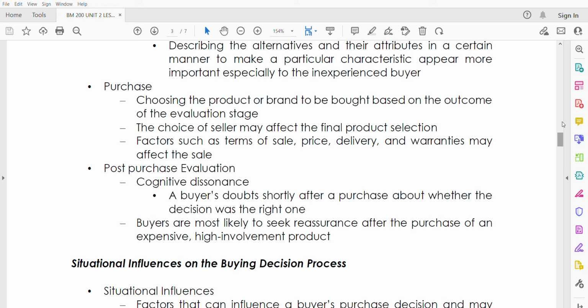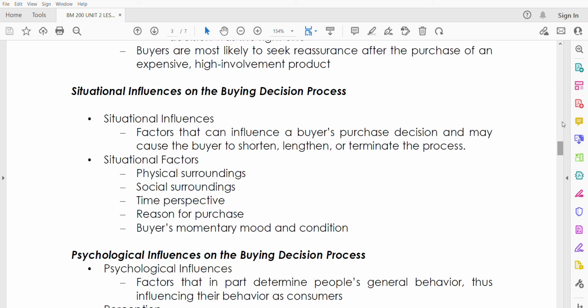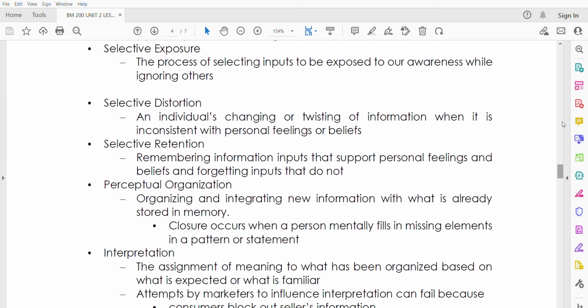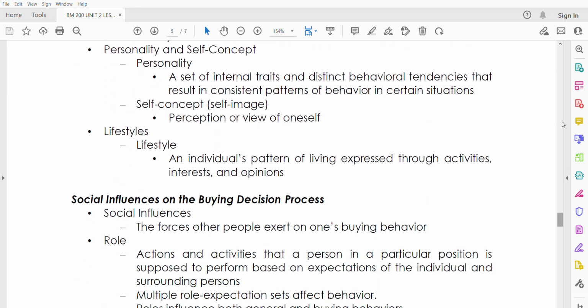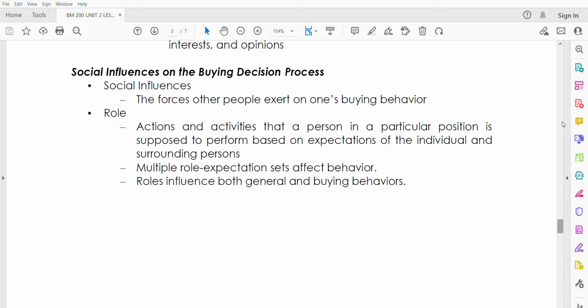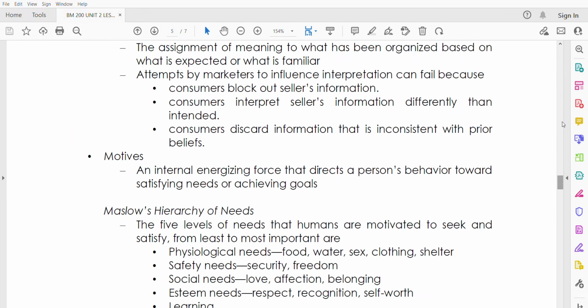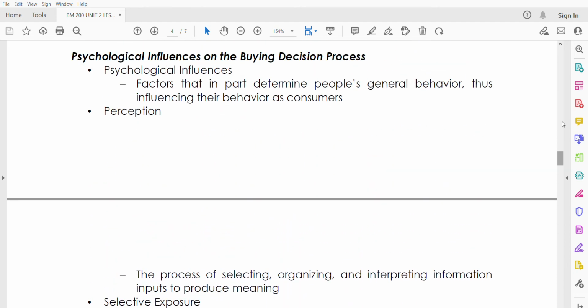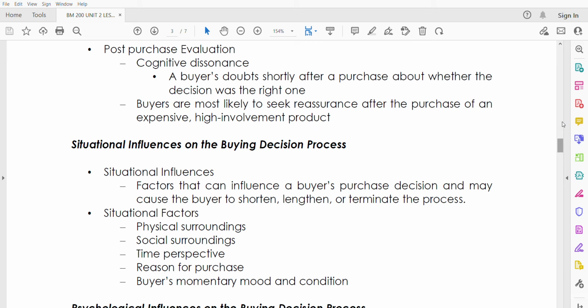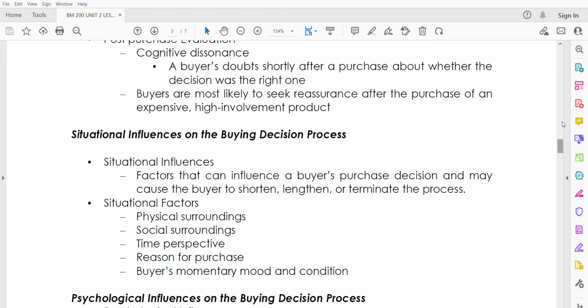What are the influences that may affect the process? There are situational influences, psychological influences, and social influences. First, the situational influences. These are factors that can influence a buyer's purchase decision and may cause the buyer to shorten, lengthen, or terminate the process. The buyer can decide quickly to buy that product, or take a long time to decide, or no longer continue to buy that product.